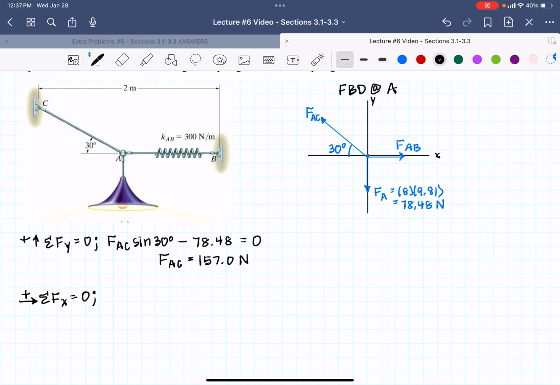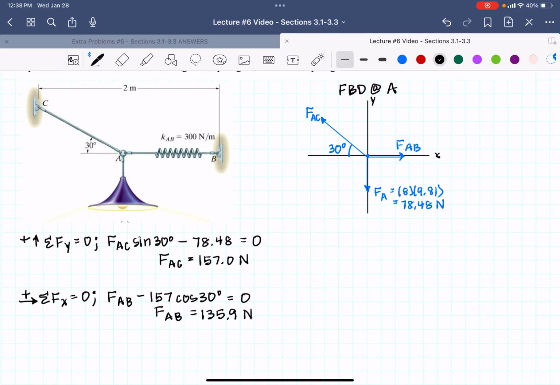So when I'm looking at this, I've got FAB in the positive x direction. Then FAC is in the negative direction, and we know FAC, it's 157 times the cosine of 30 degrees. And all of that equals 0. So I can solve that for FAB. And I figure out that FAB equals 135.9 newtons.